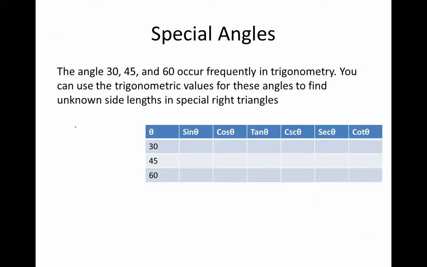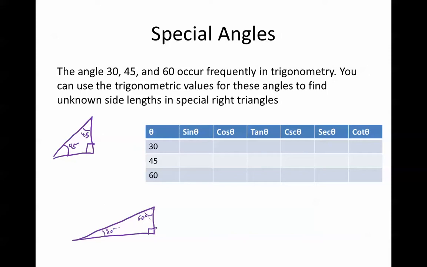So we have 2 types of triangles that you would have learned about in geometry that occur frequently. One of them is the 45-45-90 triangle, and the other one is the 60-30-90 triangle. These triangles occur frequently when we're doing trigonometry. They're part of what's called the unit circle, which we'll see a little bit later.